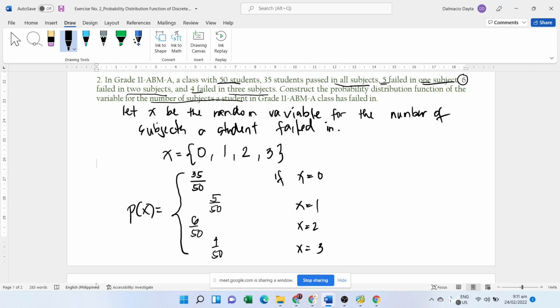Pag sinimplify mo yung 35/50, magiging 7/10 yan. While yung 4/50, magiging 2/25 yan. Kapag in-add mo, mahirap na. This time that all the denominators are 50, pag in-add mo yan, 35 plus 5, 40 plus 6, 46 plus 4, 50/50. The sum is 1. Tama yung gawa mo. Kapag hindi nag-equal yan sa 1, mali. Merong kulang or merong hindi na isama dyan. Ha? This is the complete answer to number 2. Everyone, please check your work.